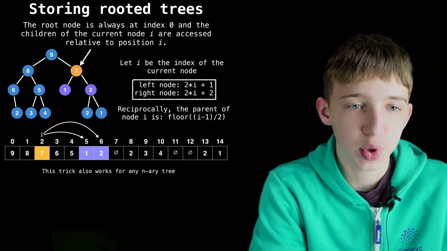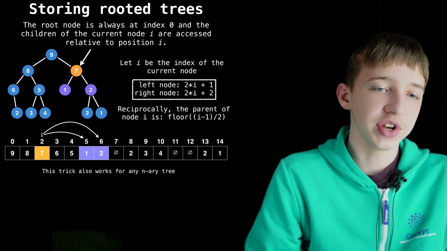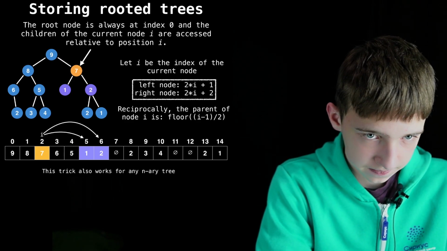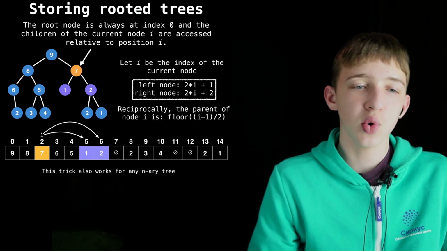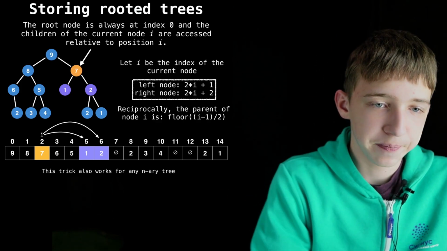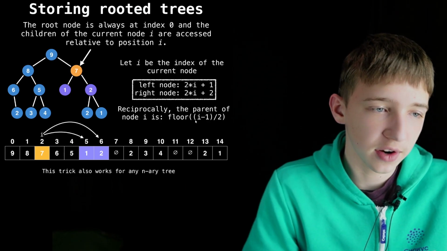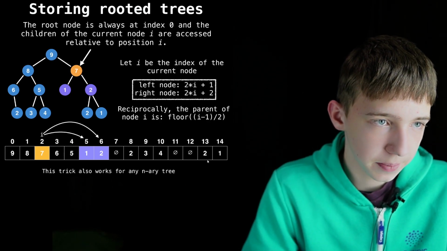Therefore, the children of the node at index 2 can be found at positions 5 and 6. That means that if we know the index of a node, we can find its children, and also backwards, we can find the parent node with a similar formula.